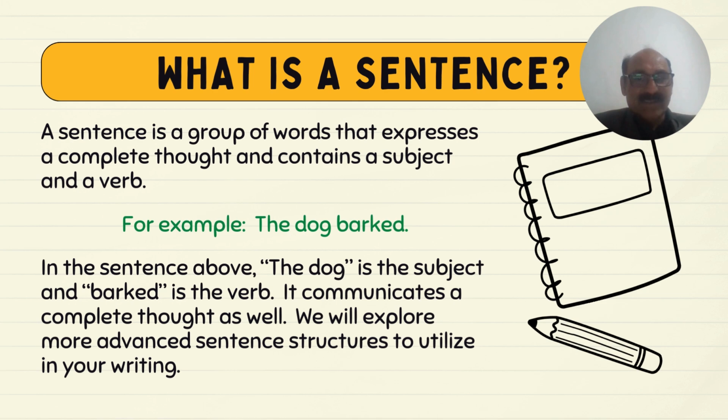What is a sentence? A sentence is a group of words that expresses a complete thought and contains a subject and a verb. Remember, the focus is on a complete thought, and a sentence must have a subject and a verb. For example, the dog barked. In the sentence above, the dog is the subject and barked is the verb. It communicates a complete thought as well. We'll explore more advanced sentence structures to utilize in your writing.